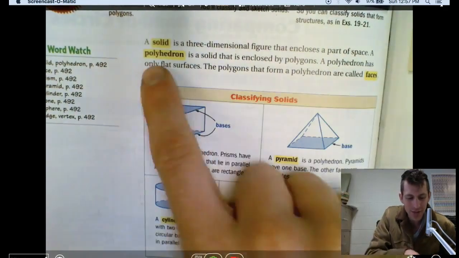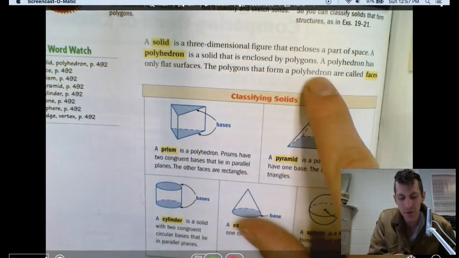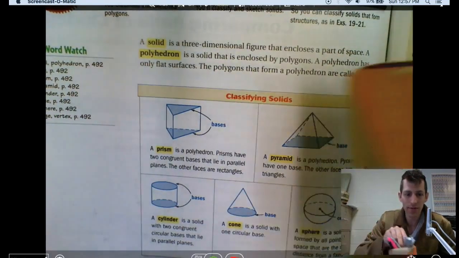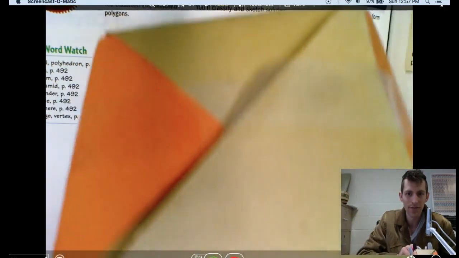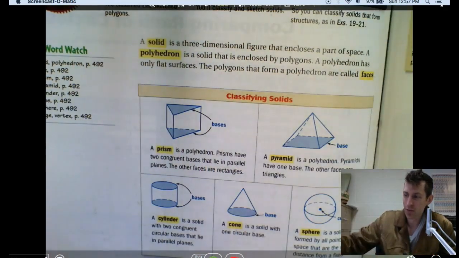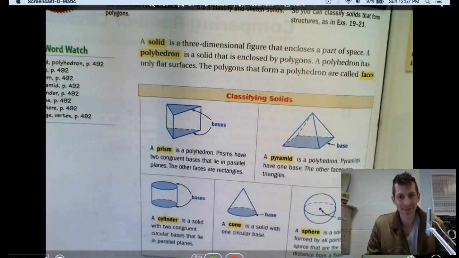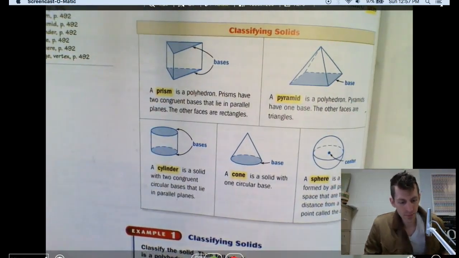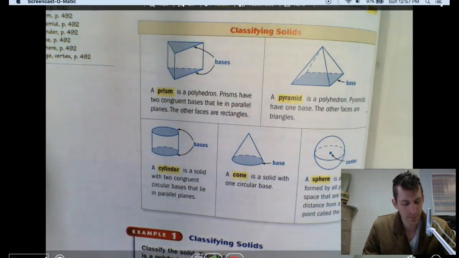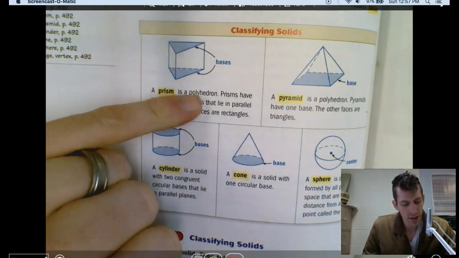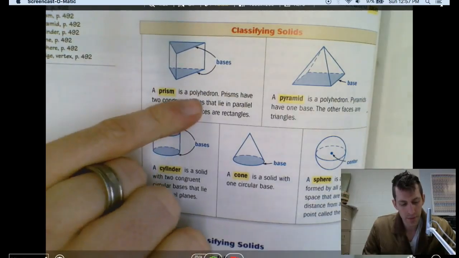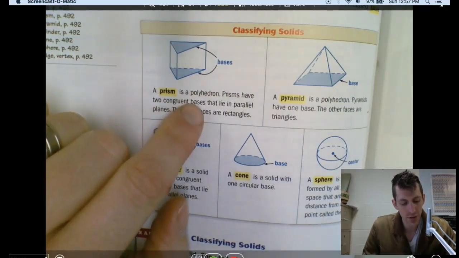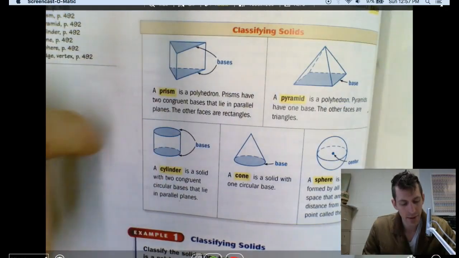All right, a polyhedron has only flat surfaces. The polygons that form a polyhedron are called faces. So how many faces does this cube have? Well, it's got 4 sides, it's got a top and a bottom. That's 6 faces. Now let's talk about how we classify solids. This is a prism because it's a polyhedron, so it's got the polygons. Remember, polyhedron, polygon. Prisms have 2 congruent bases that lie in parallel planes.